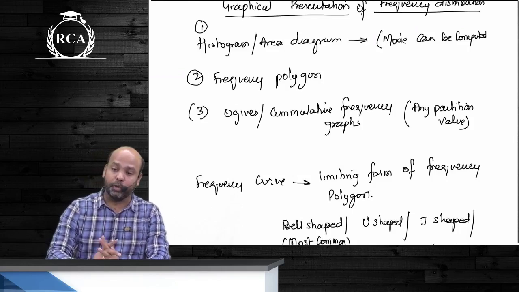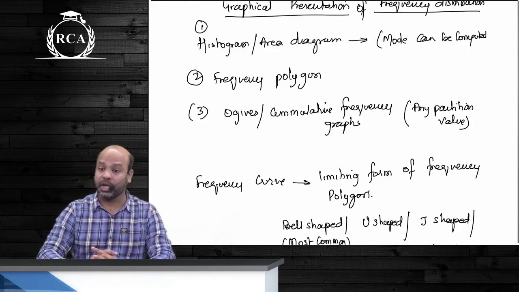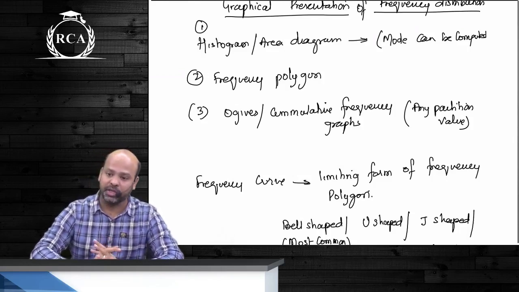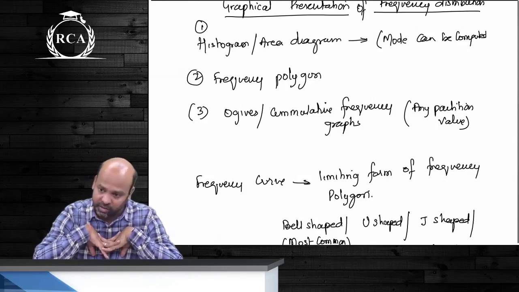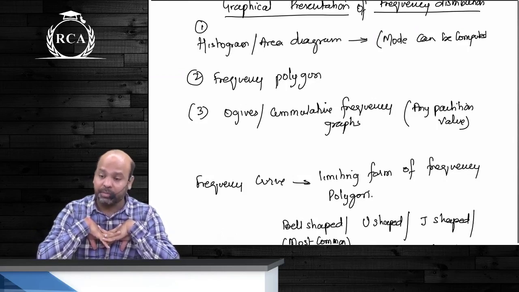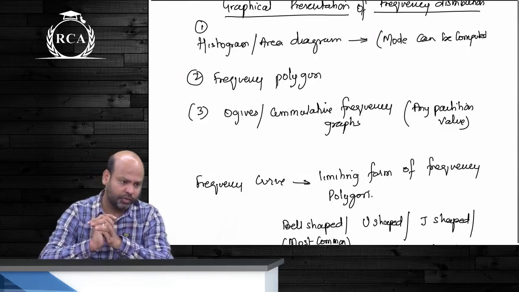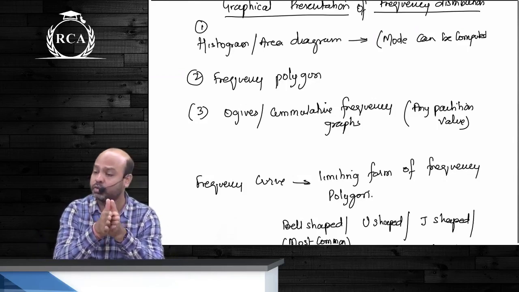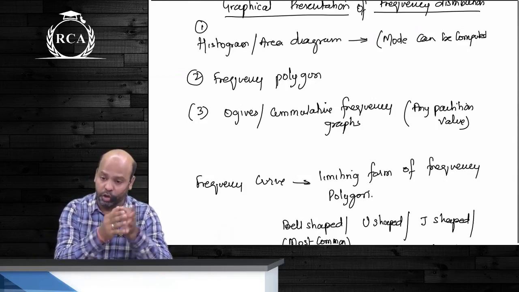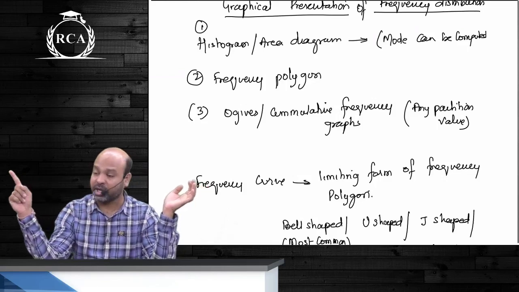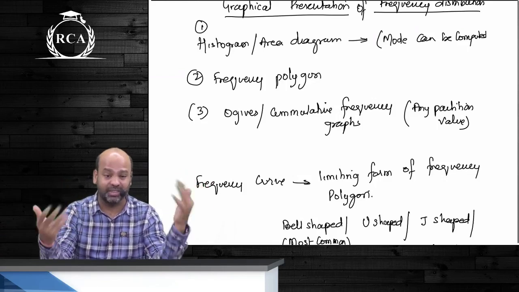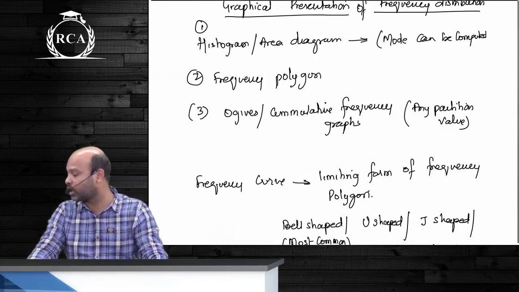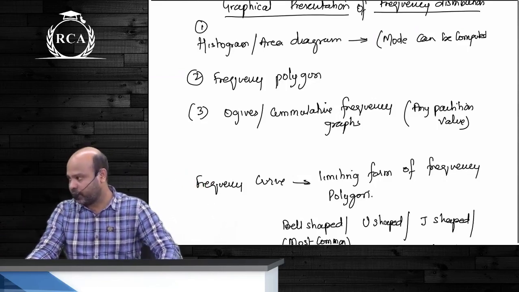Even if you're not plotting the more than ogive, you can compute any partition value using the less than ogive. To compute any partition value using the less than ogive, you will have to draw a perpendicular to the x-axis from the ogive, depending upon the position of that partition value. If you were to compute quartile 1, what will you do? Pick up n by 4 on that cumulative graph, draw a perpendicular to the x-axis, and the point where it meets the x-axis is your quartile 1. Same way, for quartile 3 it is 3n by 4.